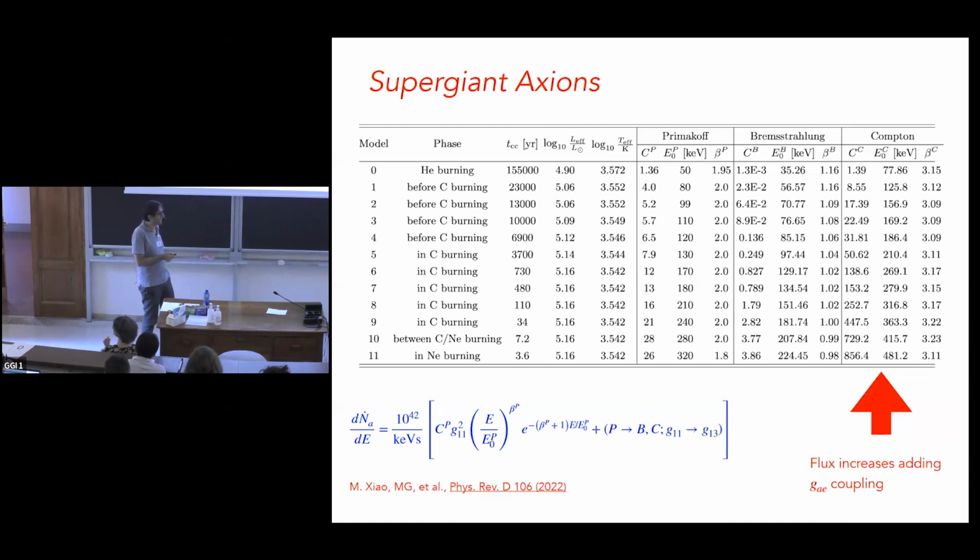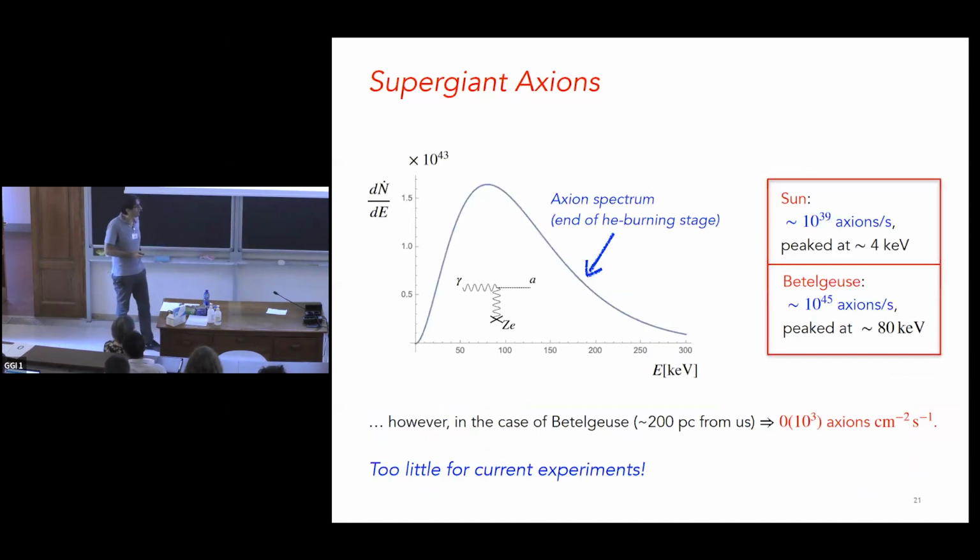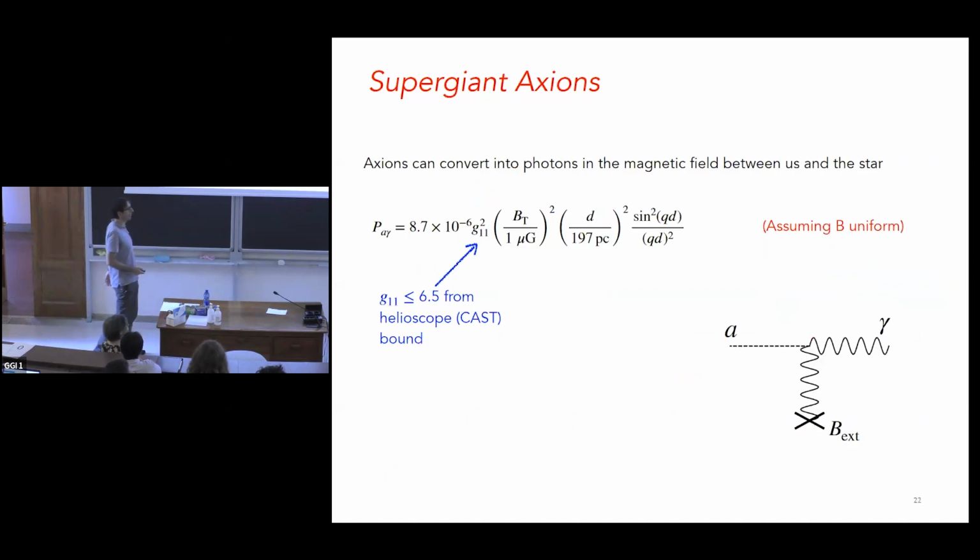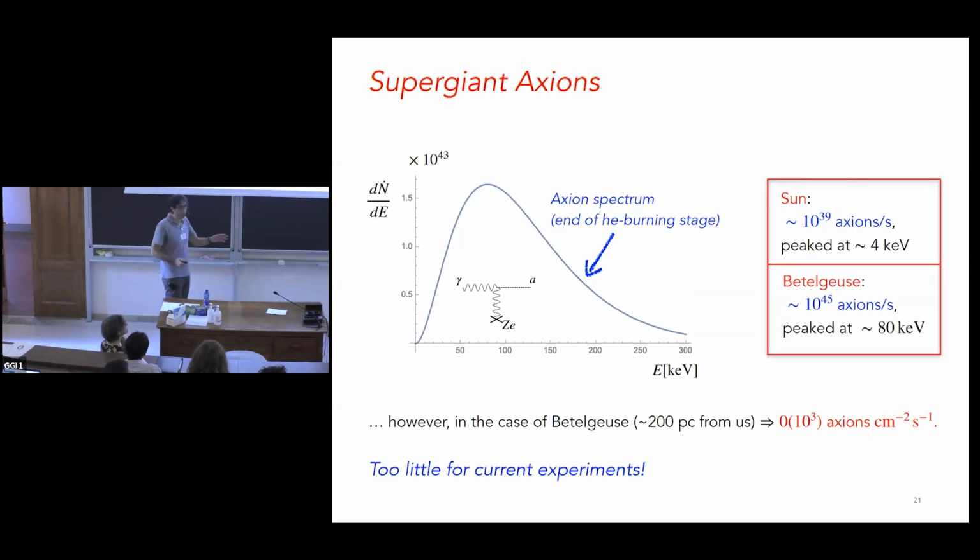Okay, I'll try to speed up a little bit, but let me just show you a few estimates. You can calculate that in the sun you produce 10 to the 39 axions per second. In Betelgeuse you produce many more, and at higher energies, but given the distance, you see only about 1,000 axions per centimeter squared per second on Earth, and this is way too little to be seen. So I just want to mention, there is no chance now or in the near future.